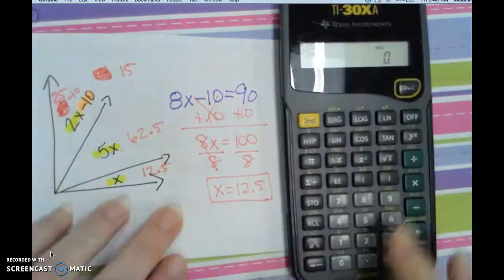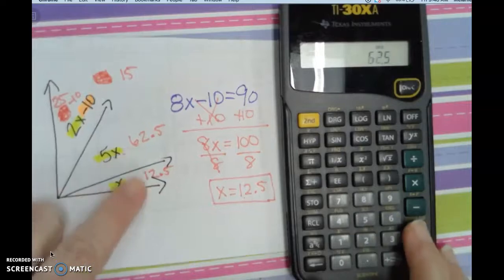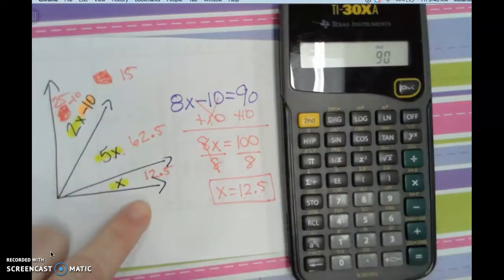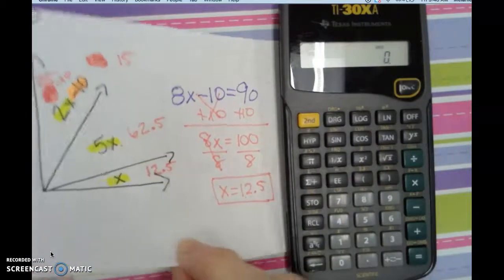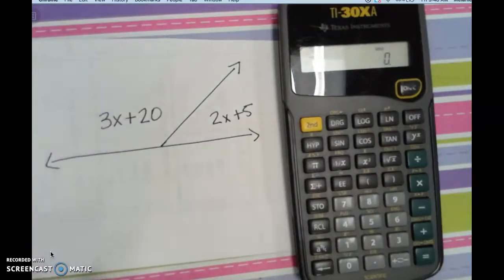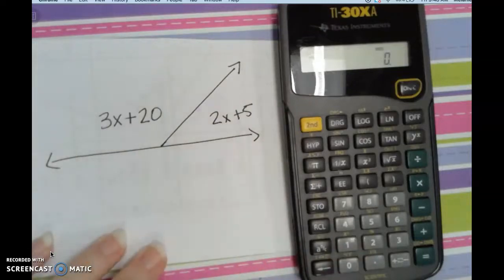So now let's go back and check it again. 15 plus 62.5 plus 12.5. All right, now we're good to go. So checking it obviously helps us make sure that we get it right. Okay. So now we're going to switch gears. I was thinking ahead, I guess, a while ago. Now we really do have 180 because we got a straight line.